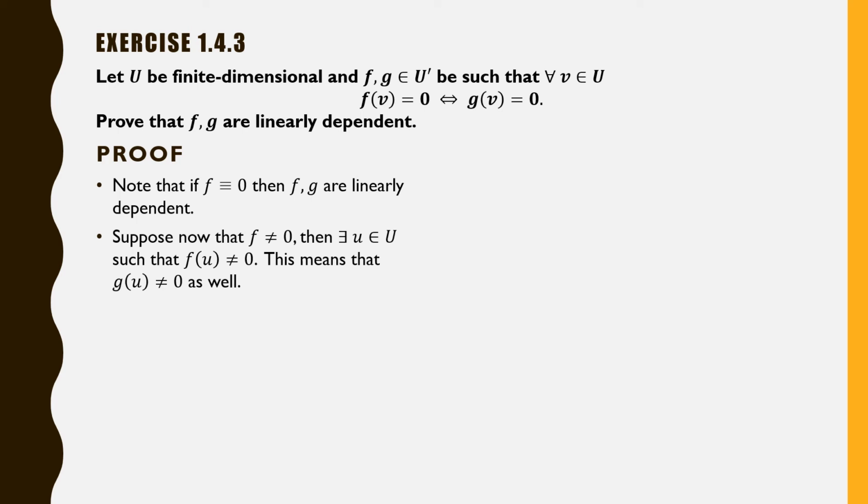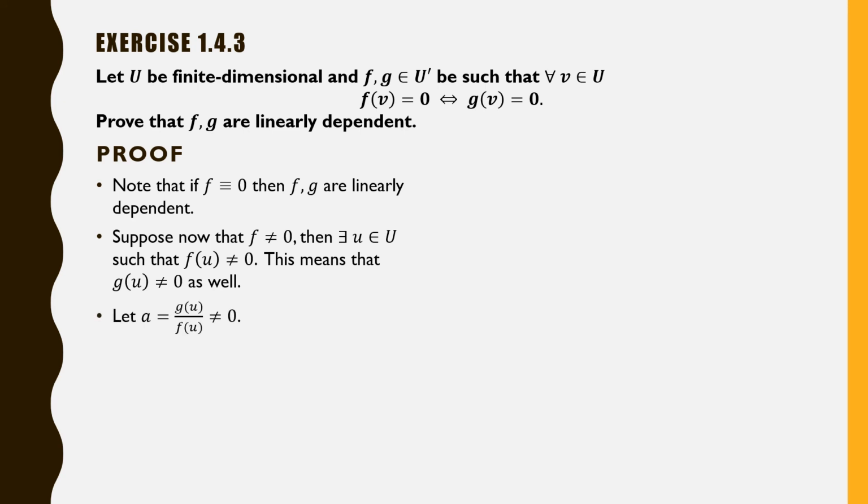So let's take the more interesting case where F is not equal to 0. This means that there's at least one vector u in the vector space U that F does not annihilate. So F of u has to be not 0 for that vector. But that also means that G has to not annihilate it. So G of u has to be non-zero. Because if G of u were 0, then by the condition in the hypothesis, F of u would have to be as well. So if one's not 0, they have to both be not 0. We'll use this later.